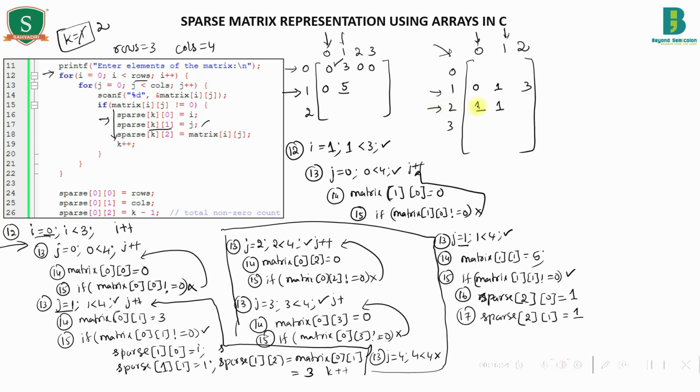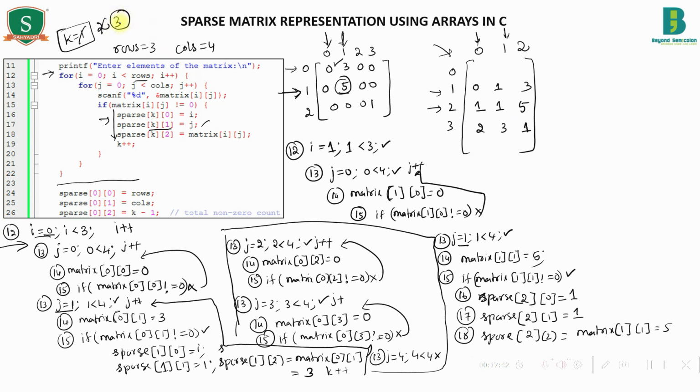What does it represent? The first row, first column of the main matrix has a value. What is the value it has? Matrix of 1 row and first column. Let's update that. Sparse of 2 comma 2 is equal to matrix of first row, first column, which is nothing but 5. 5 is updated. Got it? Similarly, it keeps moving inside and updates all the values. By the time, let us consider we have values like this. You will have second row, third column value as 1, and the k value will be updated to 3.